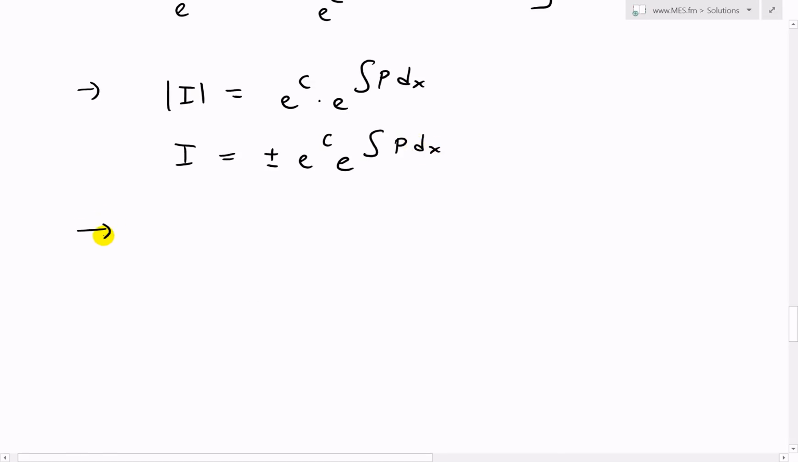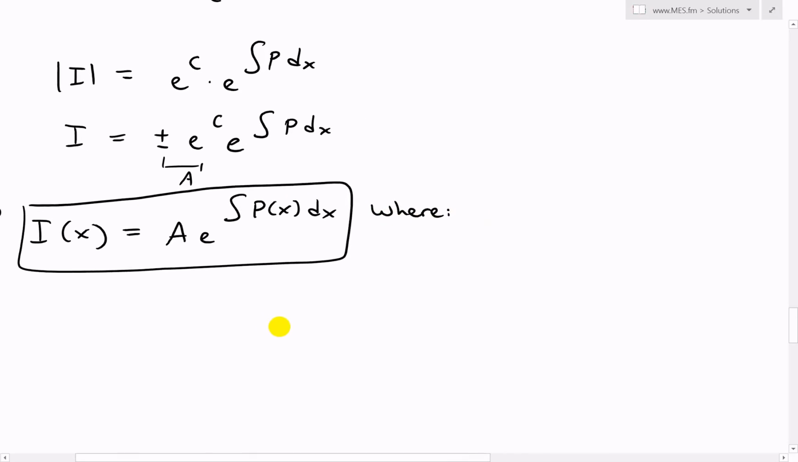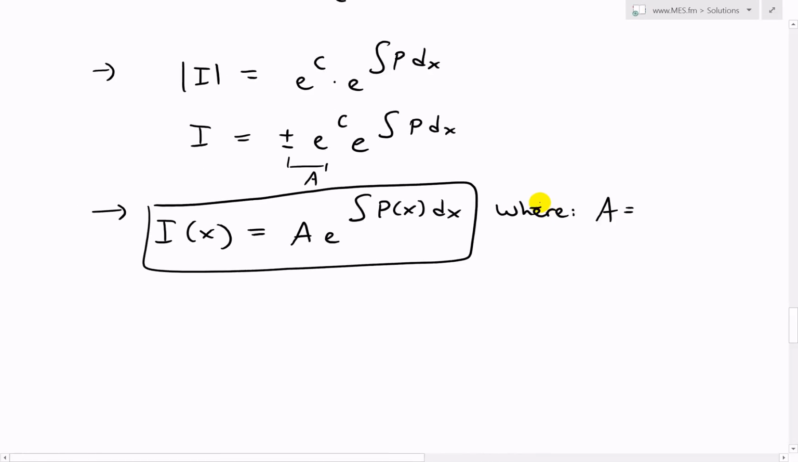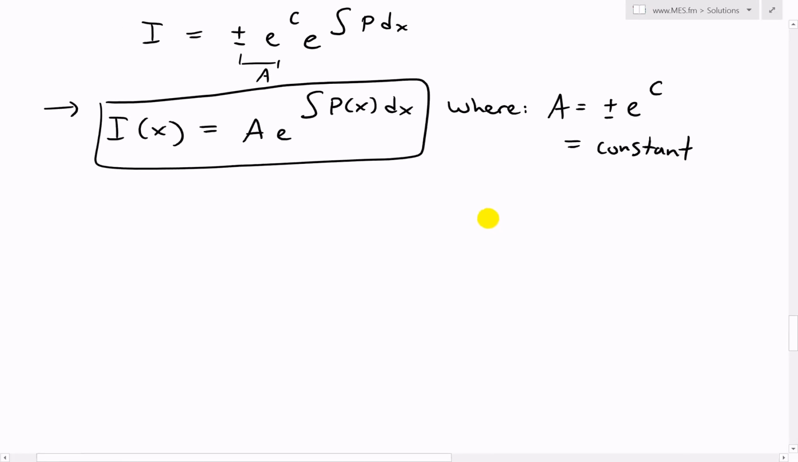So now if we simplify this and call this a, we get I equals a, or let's write this as I of x equals a e to the integral of p of x dx for completeness. So this is the general solution, where a is simply equal to plus or minus e to the c, where this is still a constant, because c is a constant, e to the power of it is still a constant, and plus or minus of a constant is still a constant. So that's just a constant.